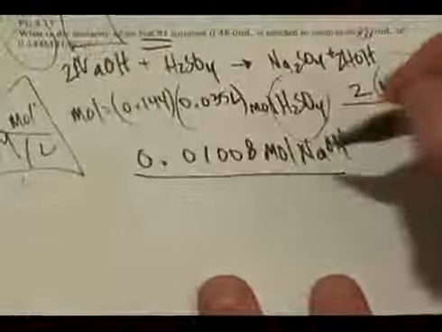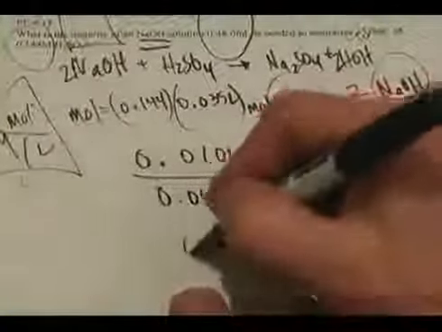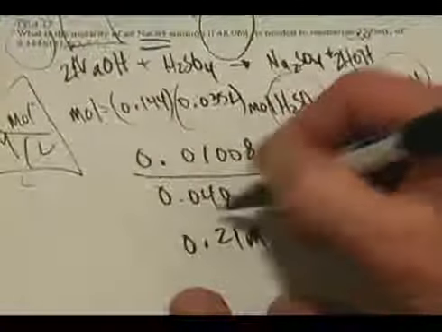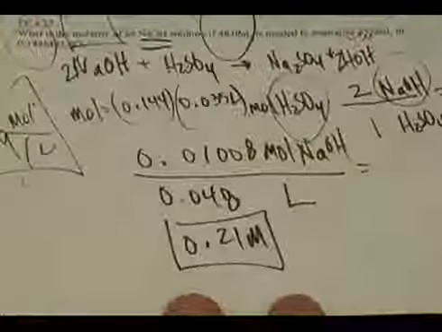And it asks what is the molarity, or what is the concentration. So molarity is equal to moles divided by liters. Here's my moles. Now divide that by my number of liters. And it told me that there were 48 milliliters needed. So divide by 0.048 liters. Divide those out, and you end up with 0.21 molar solution. Good luck with your solution stoichiometry problems.